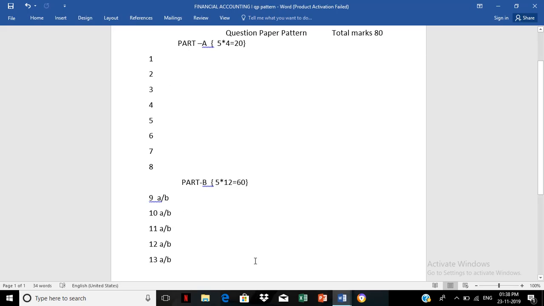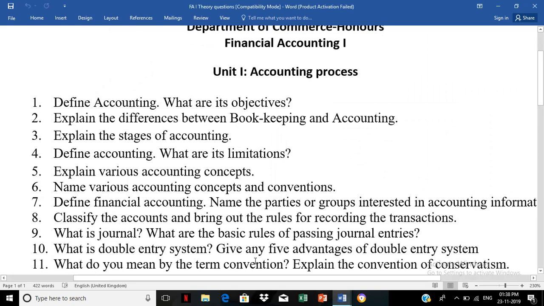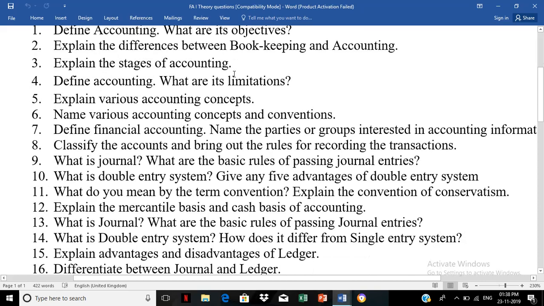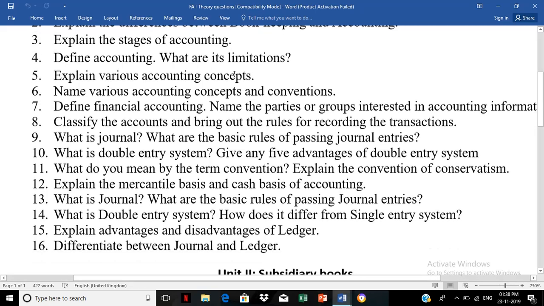Now see, unit one is totally a theory subject. It's nothing but the theory paper. This unit is all about theory questions only. So what you will do: objectives, differences, stages of accounting, limitations, merits, demerits, concepts, conventions, the total theory part, including the rules and divisions of accounting. What is double entry, merits, demerits, and also what is mercantile basis, cash basis, journal, double entry, single entry. What is a ledger, what are the uses of a ledger, difference between journal and ledger.